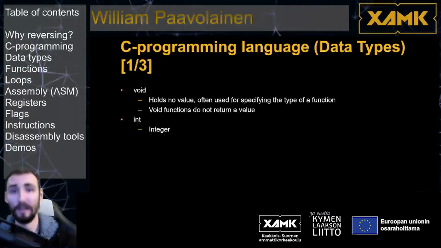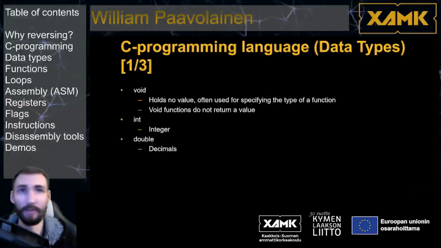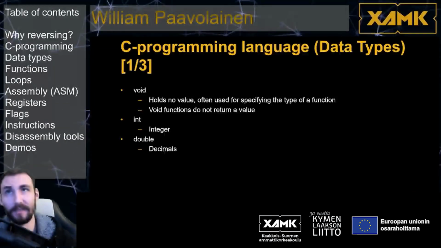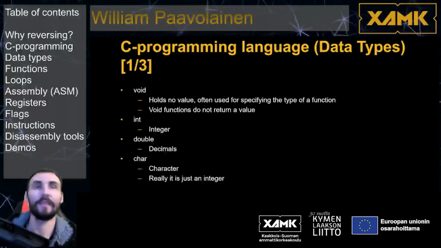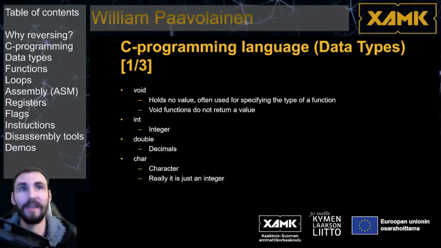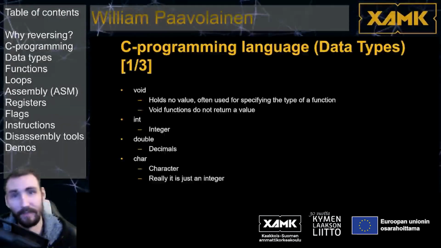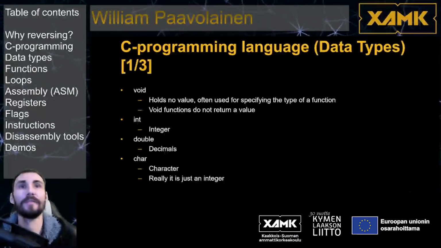Then we have int, which is just an integer. We have double, which is an integer but with decimals. We also have float, which is like double but with fewer decimals. Then we have char, which is a character. Honestly, it's just an integer as well. But we use those char data types to store characters.